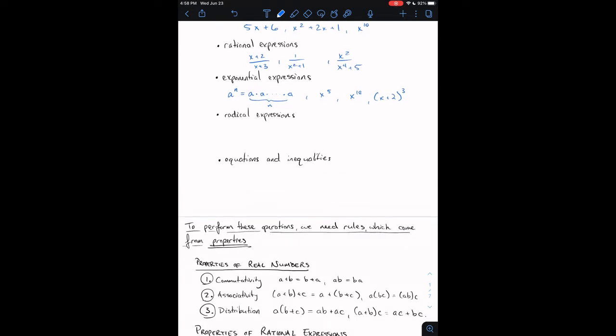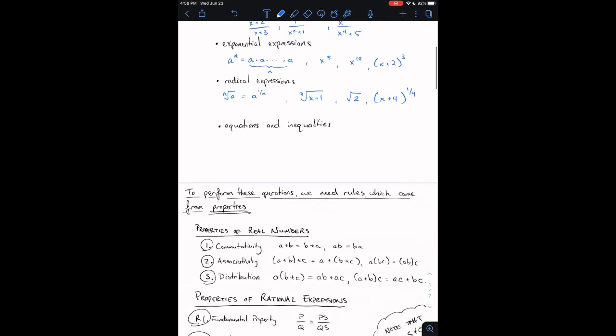Radical expressions, we defined these. So the nth root of a is defined as a to the 1 over n. And these are things like the cube root of x plus 1, or just the square root of a number 2. Or maybe something like this, x plus 4 to the 1/4 power.